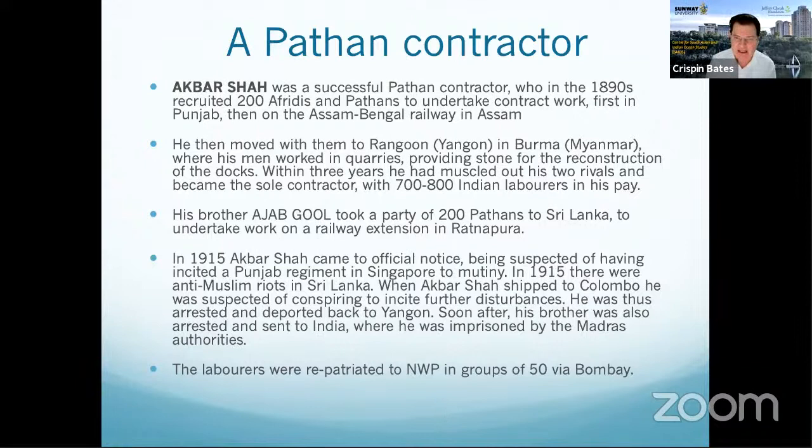In 1915, there were anti-Muslim riots in Sri Lanka. When Akbar Shah shipped to Colombo, he was suspected of conspiring to incite further disturbances. This is upon the evidence of a single intelligence officer. He was thus arrested and deported back to Yangon. Soon after, his brother was also arrested and sent to India, where he was imprisoned by the Madras authorities, and the laborers were repatriated to the Northwest province in groups of 50 via Mumbai.